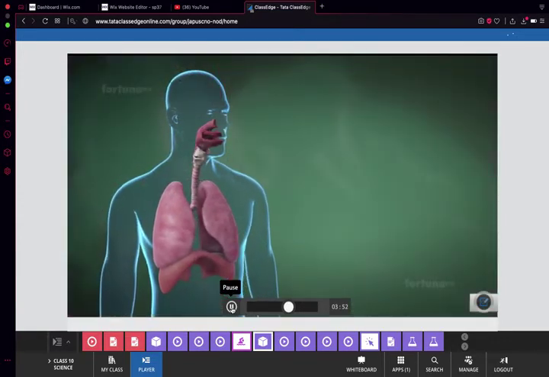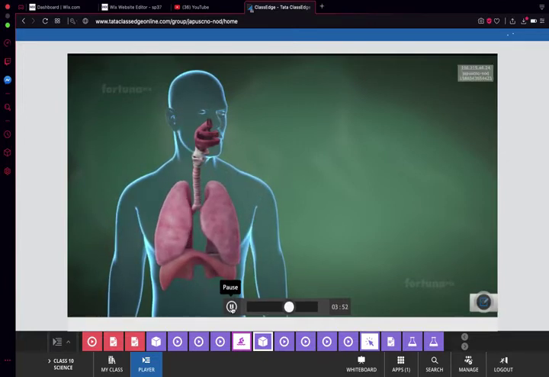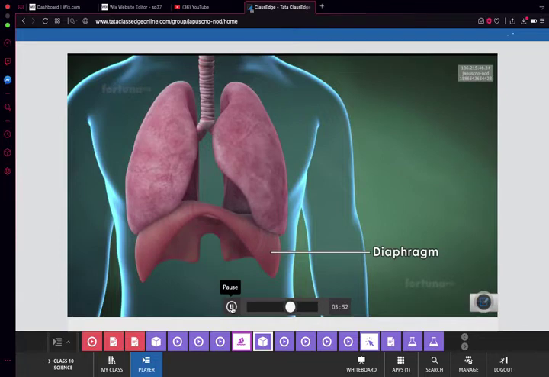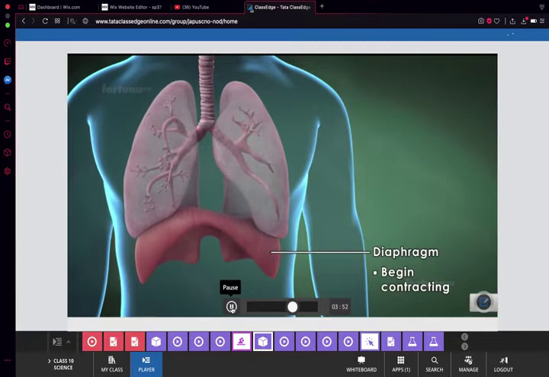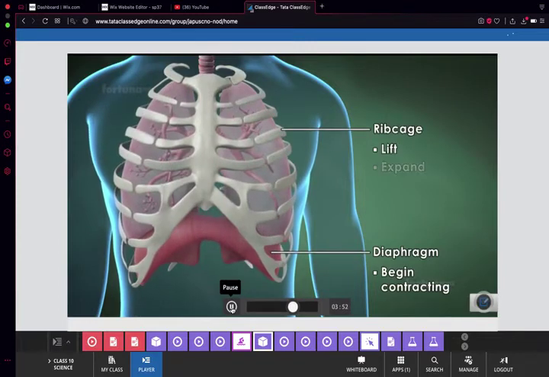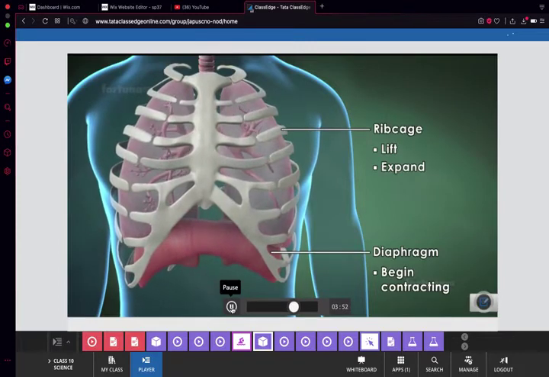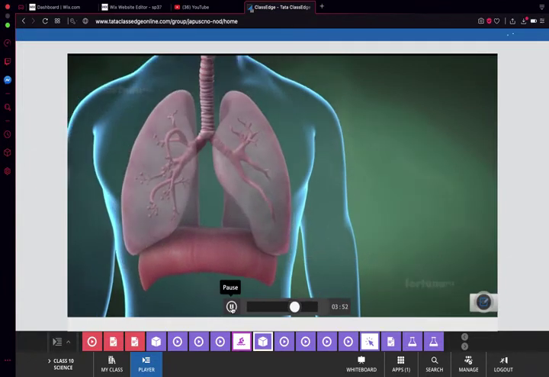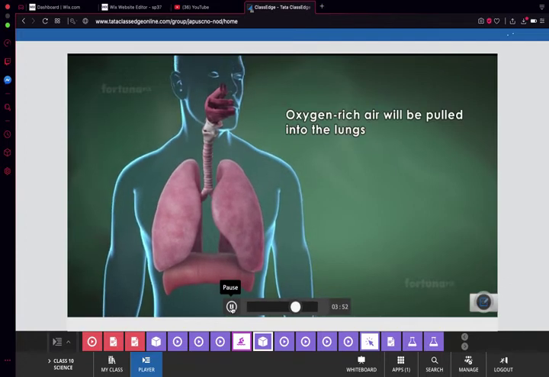Now let's take a look at what's actually taking place when you breathe. As you breathe in, the diaphragm, a muscle lying across the bottom of the chest cavity, will begin contracting. As a result, the rib cage will lift and expand. This will increase the space inside the thoracic cavity and lungs. Oxygen-rich air will be pulled into the lungs through the nose by the process of inspiration.